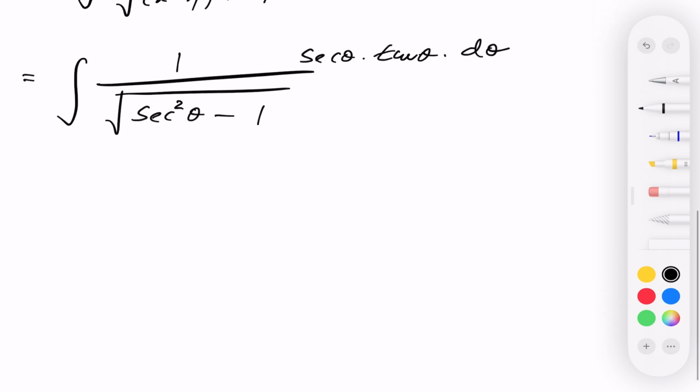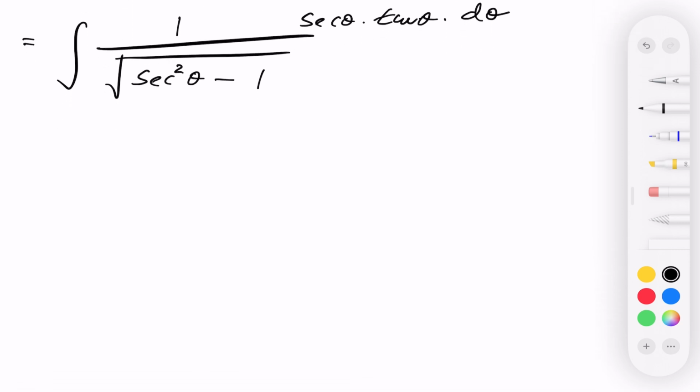Alright, now we can do some simplifications. We know from the second of the 3 Pythagorean identities from trig that tangent squared theta plus 1 is equal to secant squared theta. The terms of that can be rearranged to see that secant squared theta minus 1, which is the term inside the square root, is equal to tangent squared theta.